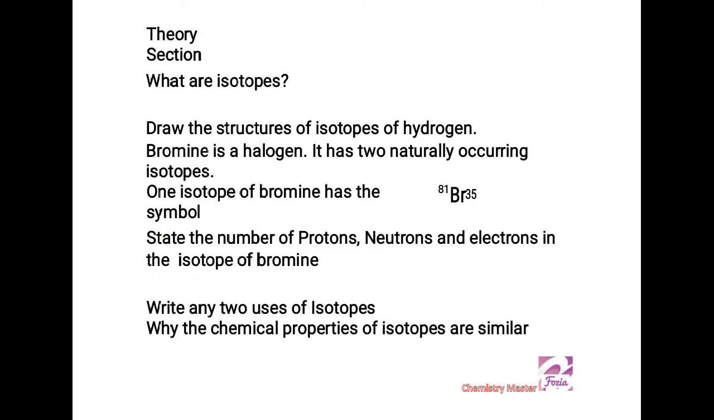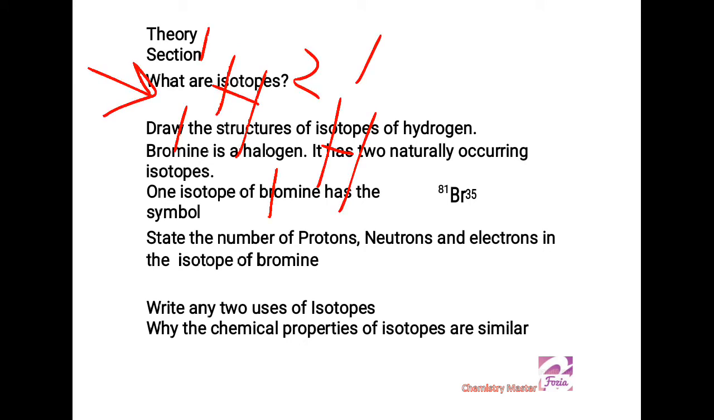Now the theory section. What are isotopes? Now you can better explain. Draw the structures of isotopes of hydrogen. As I explained in the beginning of this discussion, hydrogen is found in 3 isotopes. The first one is protium, 1H1. The next one is deuterium or 1H2, also represented by D. The third one has proton number 1 but mass number 3, also represented by capital T or tritium.